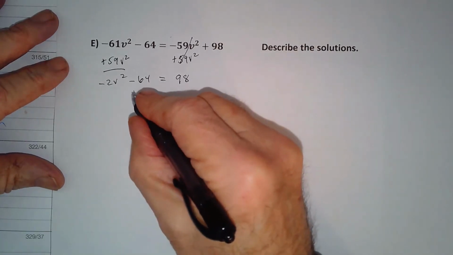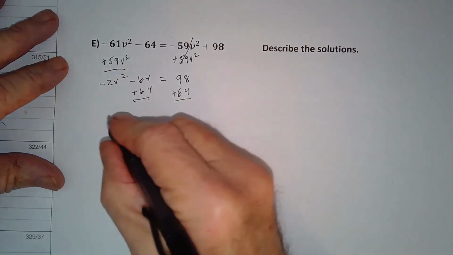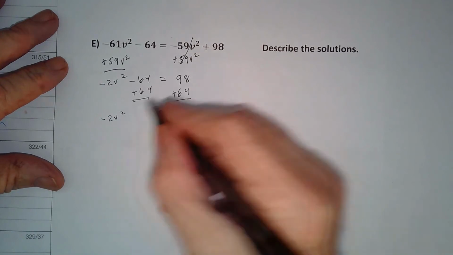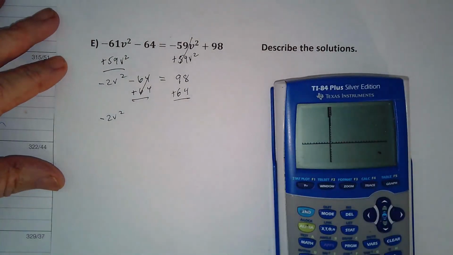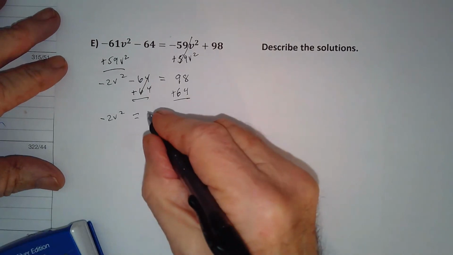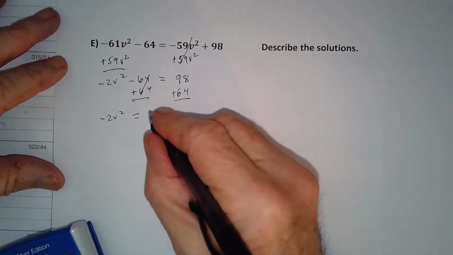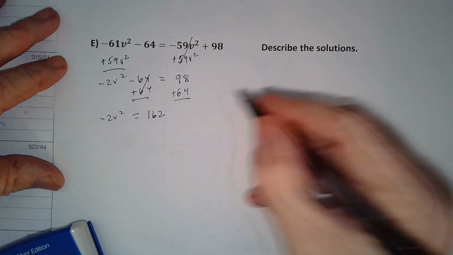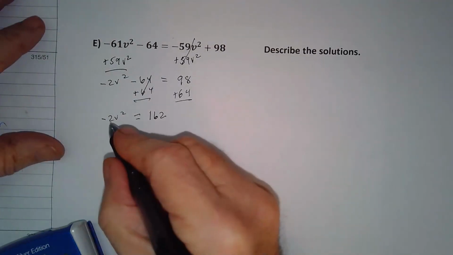Now we're going to add 64 to both sides. Bring down the negative 2v squared. This negative 64 and positive 64 cancel. 98 and 64, what would that be? 98 plus 64 is 162. Okay, so you've now got negative 2v squared equals 162. All right. Got to get the v squared by itself, though. So I still have to divide by negative 2.